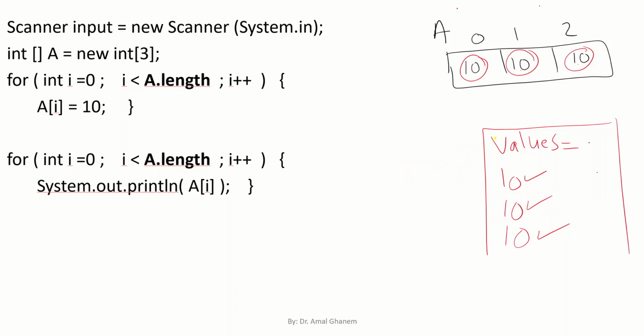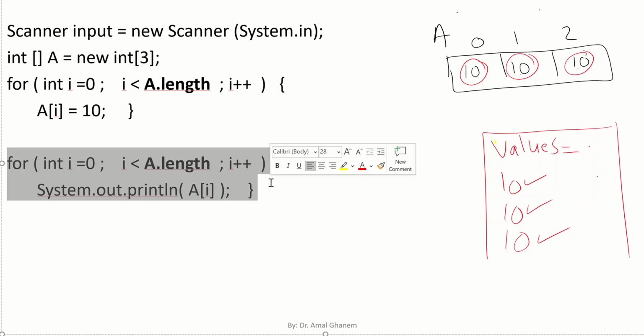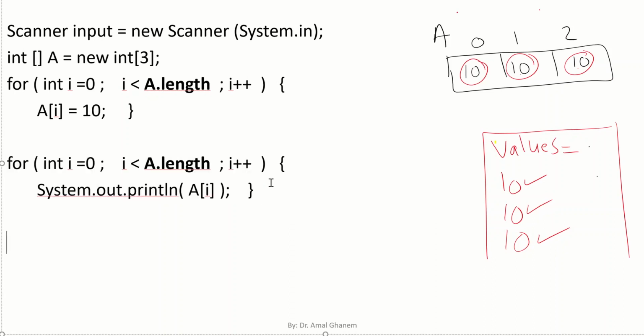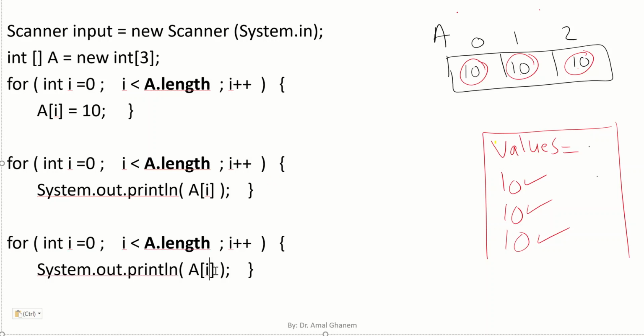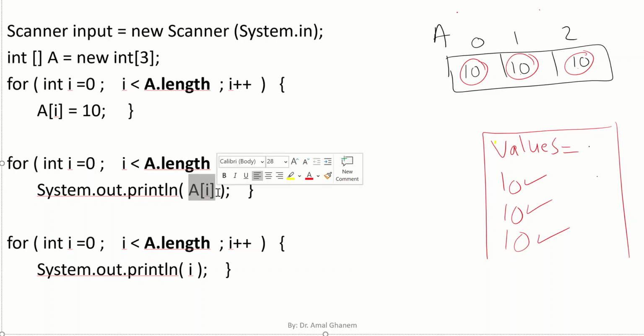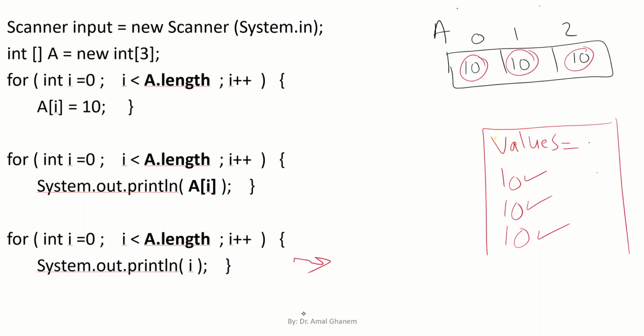Now let's assume I have exactly the same for loop, the same output, but instead of saying A bracket I, simply we wrote only I. What is the difference between the first for loop and the second for loop? The first for loop, it will output A of I, which are the elements inside the array. So it means the output will be 10, 10, and 10. The second loop, it will output I, which means it will output the index. So it will output 0, 1, and 2.